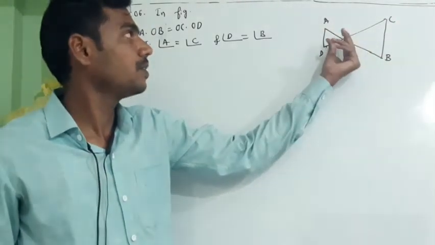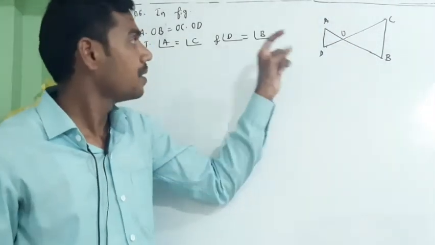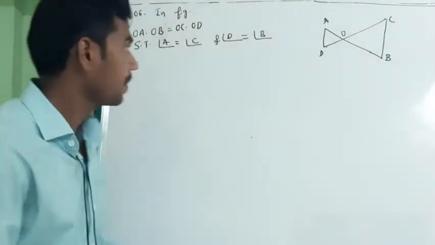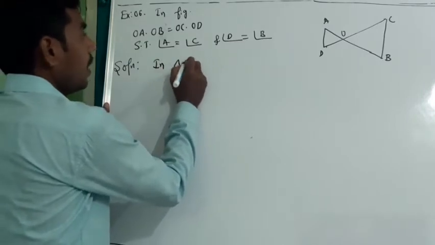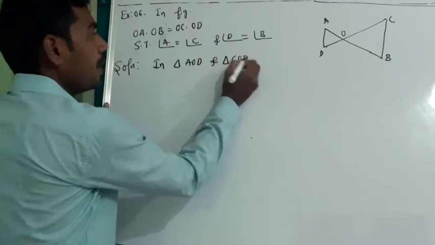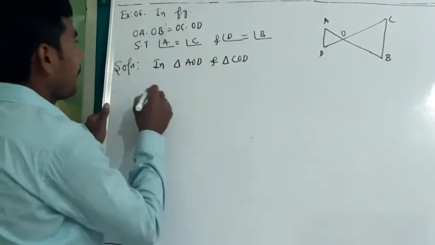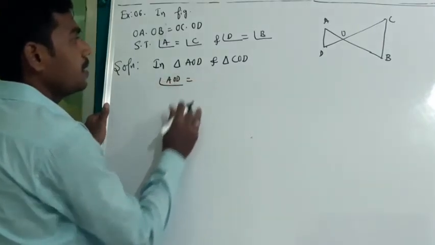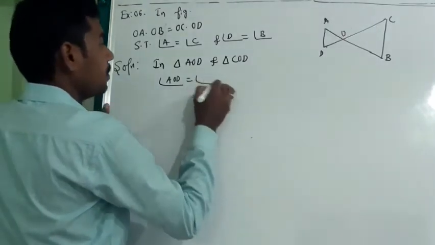We can't show congruence, because by looking at the triangles they are not congruent. We need to show them as similar. So for that we have this data. So let's see. In triangle AOD and triangle COB, angle AOD is equal to angle COB.